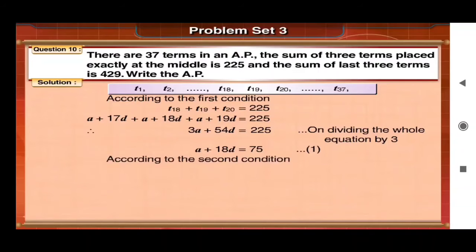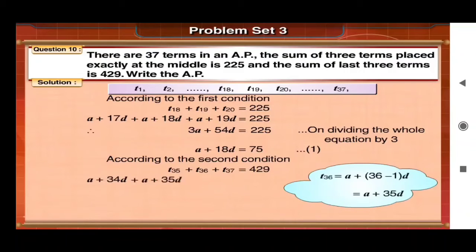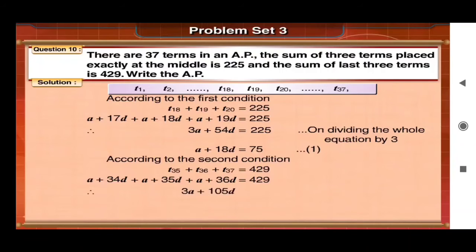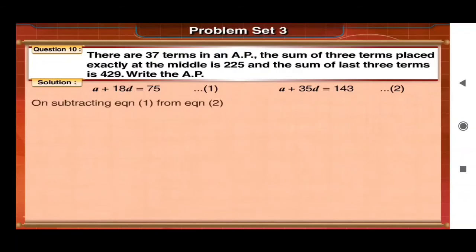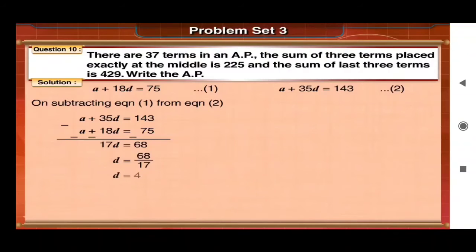According to the second condition, T35 plus T36 plus T37 is equal to 429. Therefore, a plus 34d plus a plus 35d plus a plus 36d is equal to 429. Therefore, 3a plus 105d is equal to 429. On dividing the whole equation by 3, we get a plus 35d is equal to 143. Let us denote this as equation 2. On subtracting equation 1 from equation 2, we get 17d is equal to 68. Therefore, d is equal to 4.